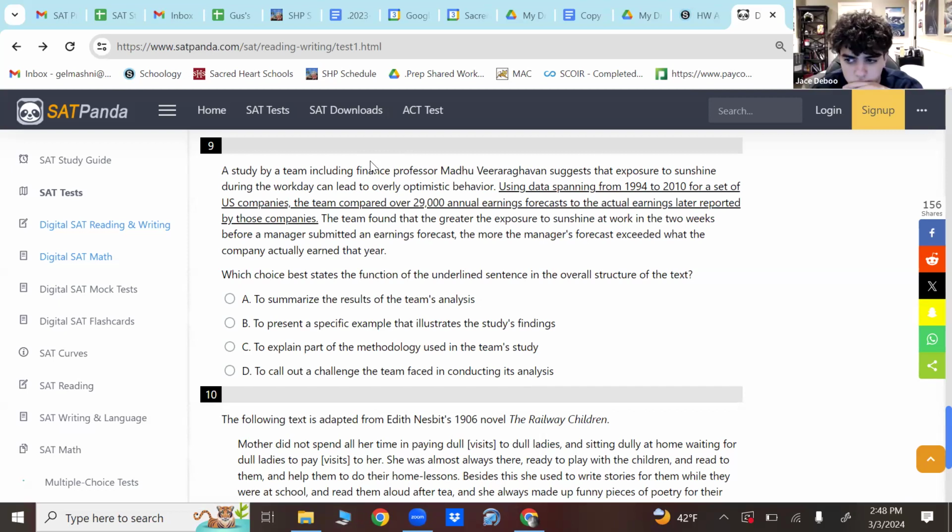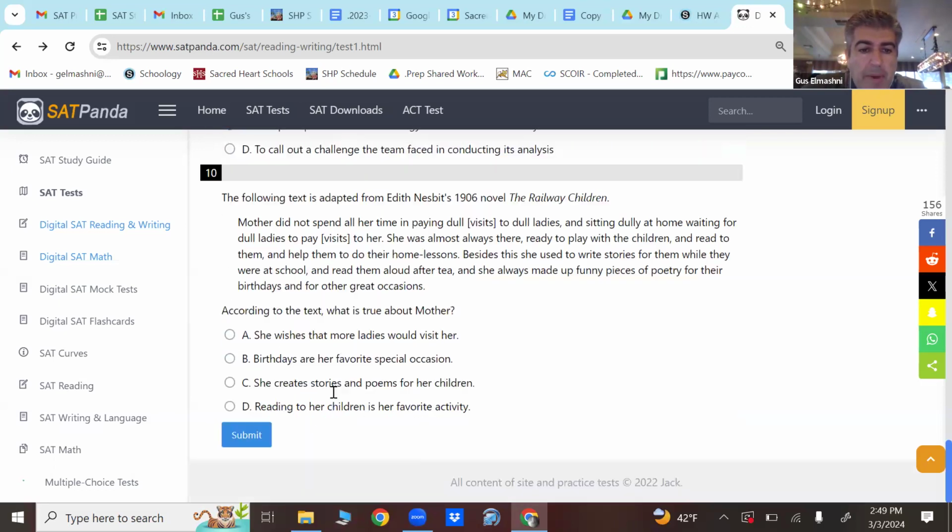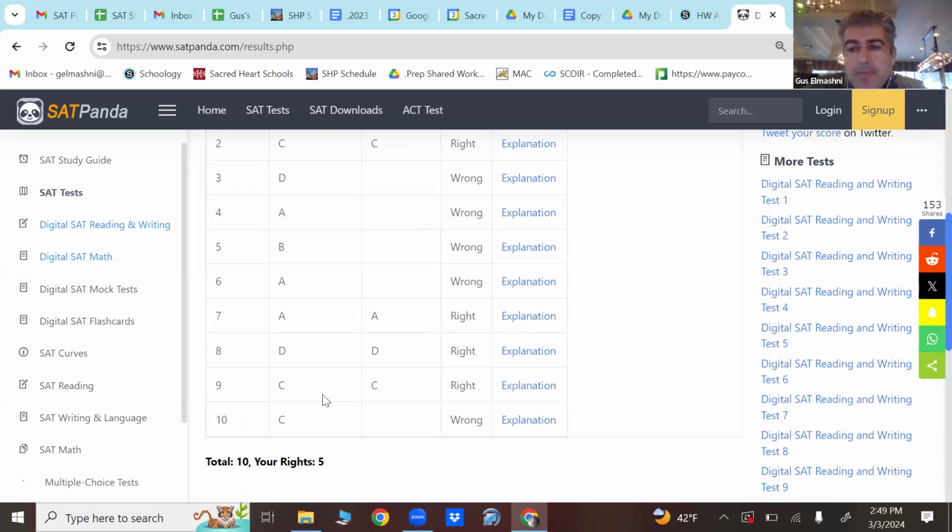I would say B. I would say it's a bit methodology, actually, because they're explaining how they did this, right? Their method of comparing over 20,000 animals. There's nothing specific there yet. It's not summarizing the results. We don't know what the results are yet either. But it does talk about what they did, how they went about the study. Yeah, that's why it's C for that one.